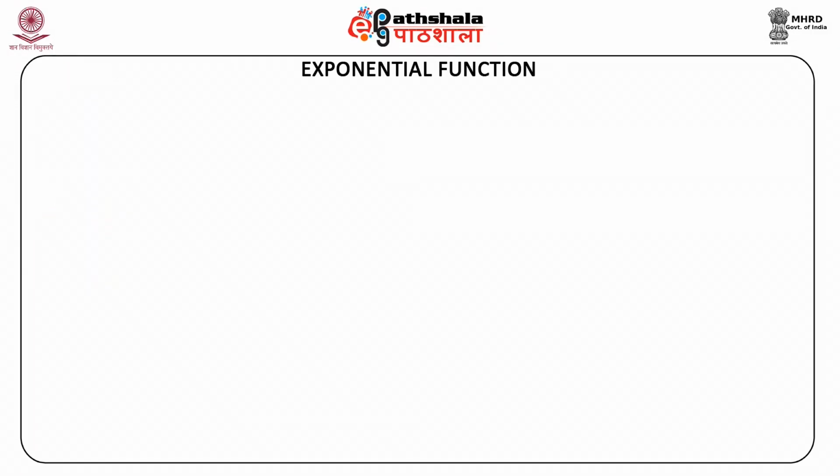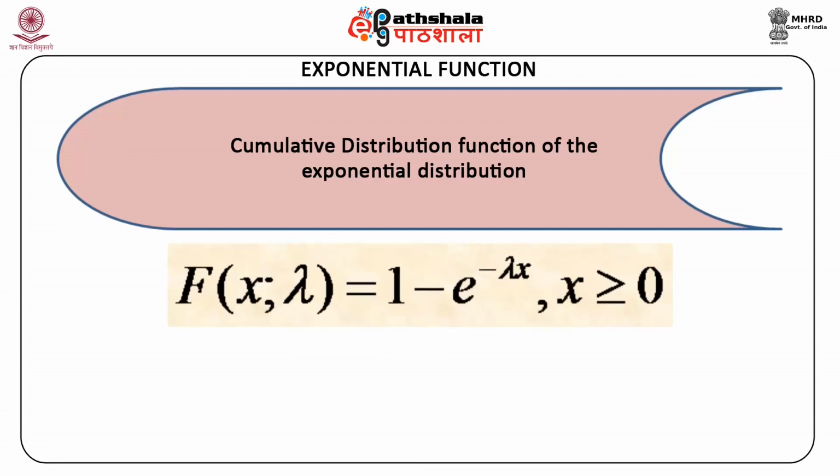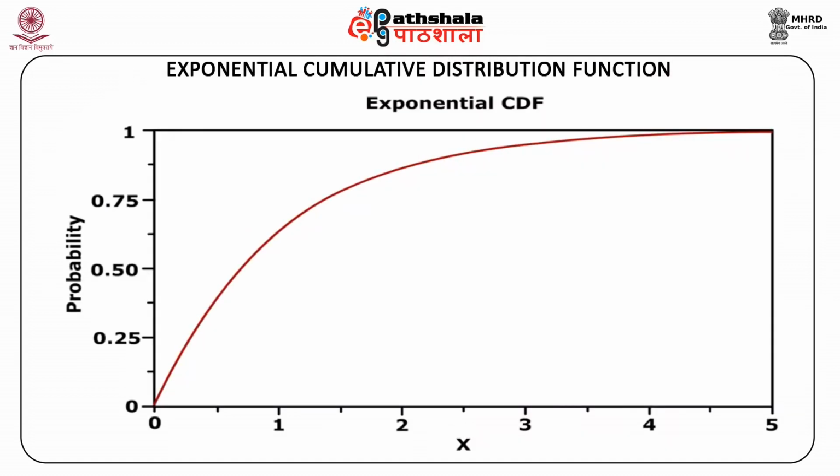The formula for the cumulative distribution function of the exponential distribution is F(x, lambda) = 1 - e^(-lambda x) when x is greater than or equal to 0, and this is equal to 0 when x is less than 0. The figure shows the plot of the exponential cumulative distribution function.